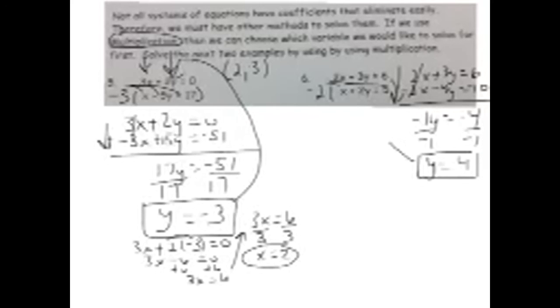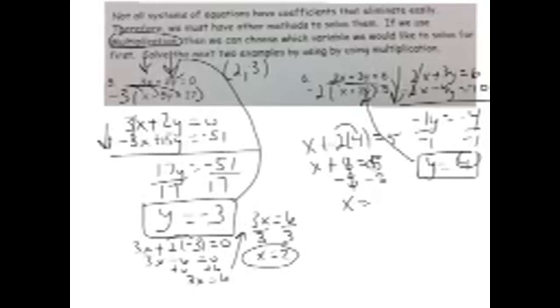And then we're going to plug it back in. I'm going to put it right there. So x plus 2 times 4 equals 5. So I took out that y and I put in that 4. Distribute there. That's x plus 8 equals 5. Subtract 8 from both sides, and x equals 5 minus 8 is negative 3. And so our answer is negative 3, positive 4.